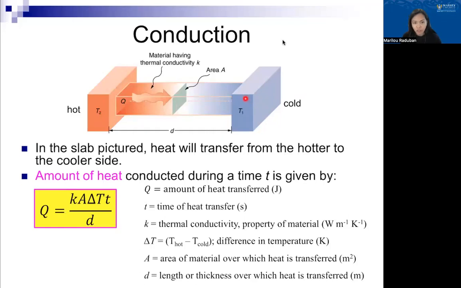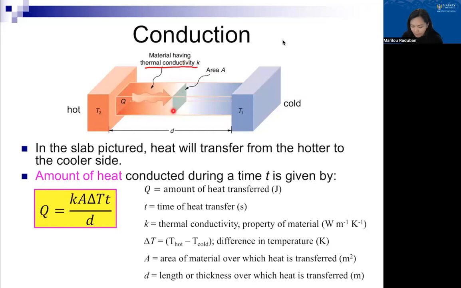So if we think about it logically, the amount of heat that's transferred from the hot object to the cold object will depend on the thermal conductivity. We've just learned that the higher the thermal conductivity, the faster heat will transfer, and therefore the more heat will transfer. So it makes sense that the higher the thermal conductivity K, the more heat should be transferred. You have this direct relationship between the thermal conductivity K and the amount of heat transferred Q.